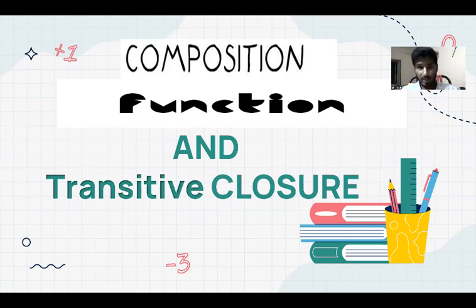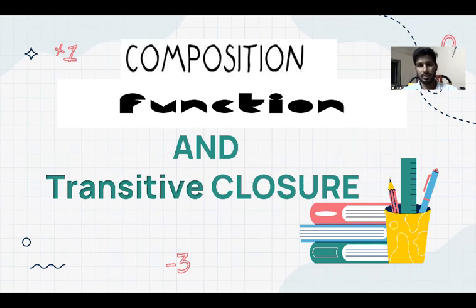In this presentation, we are learning about composite function and transitive closure. Before going to the composite function, we need knowledge of some notations: what is meant by the composite function, the definition of the composite function, the notation used in it, and what we mean by f of x and g of x. We all know that f of x and g of x are functions. In the first class, we studied that very well.